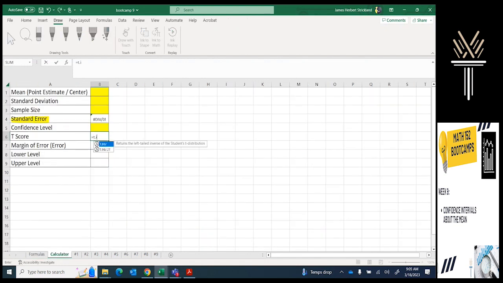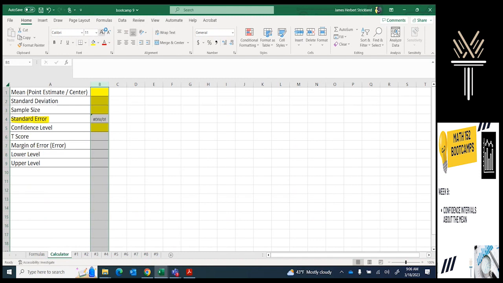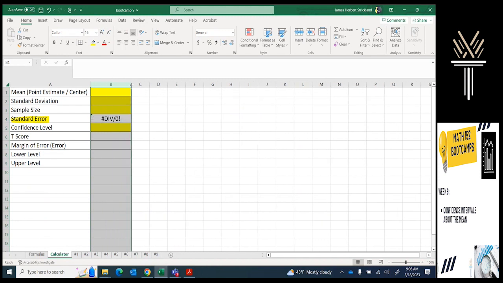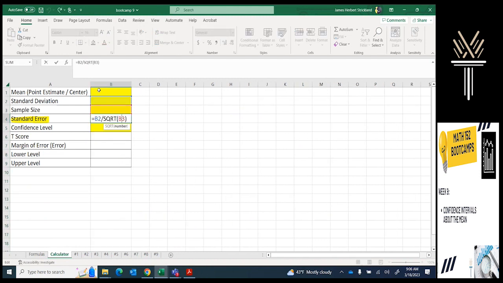Equals t dot inverse dot 2t. And I forgot, let's make my font larger. So just in case you didn't see it, it was b2 divided by the square root of b3. But now, t dot inverse dot 2t, 1 minus the confidence, which is the square above.